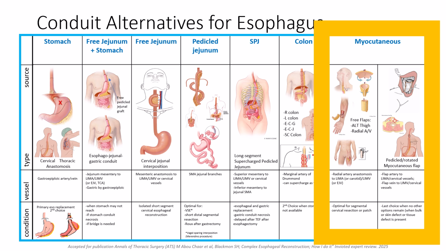And finally, for those patients who are not a candidate for any of the aforementioned procedures, sometimes a myocutaneous flap is required. Typically, the condition that requires these is a tiny segment of cervical esophagus requiring revision or patch, or a last choice when no other options are available. The source can be an ALT, anterolateral thigh flap, or a radial artery vein pedicled flap, or a pedicled rotated myocutaneous flap, such as the latissimus.